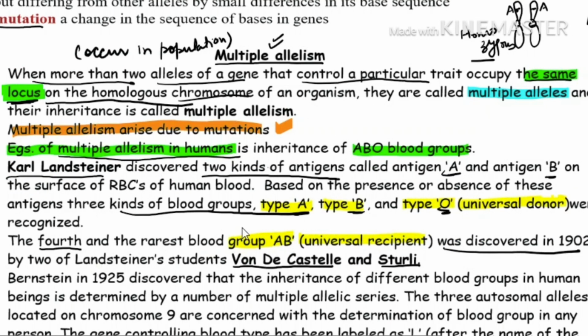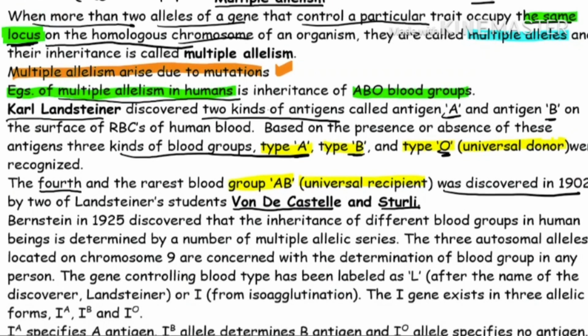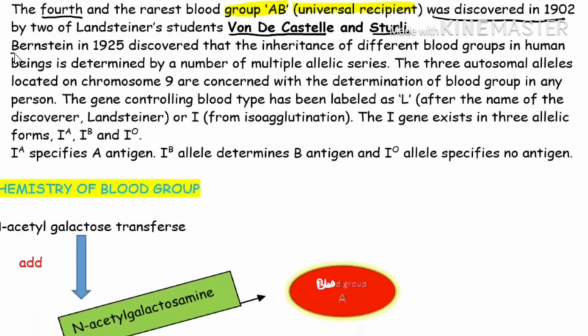What is the biochemistry behind these blood groups? How are these blood groups coming? Bernstein in 1925 discovered that inheritance of blood group in human is by a number of multiple allele series. So blood group is because of the multiple alleles.